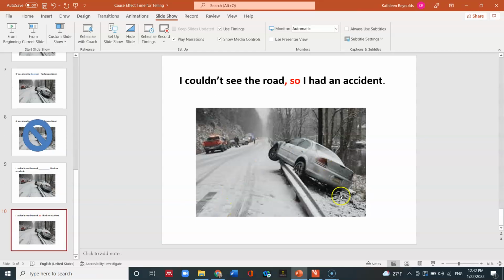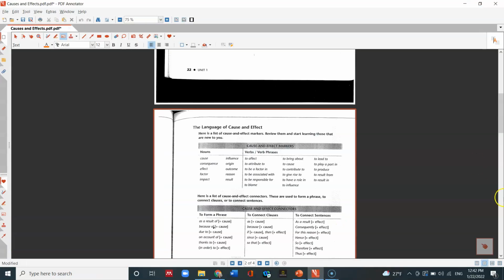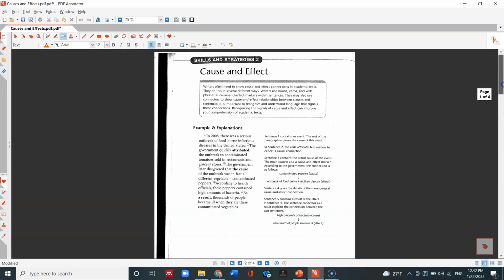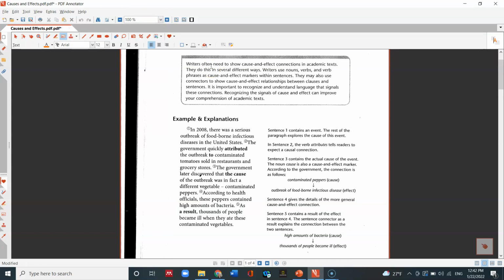So this was a general overview of this topic, which is an important topic in your book, which begins on page 23. It says, writers often need to show cause and effect connections in academic texts. They do this in several ways. They use nouns, verbs, and verb phrases as cause and effect markers. They may also use connectors to show cause and effect relationships between clauses and sentences. It is important to recognize and understand language that signals these connections. Recognizing the signals of cause and effect can help your comprehension of academic texts.